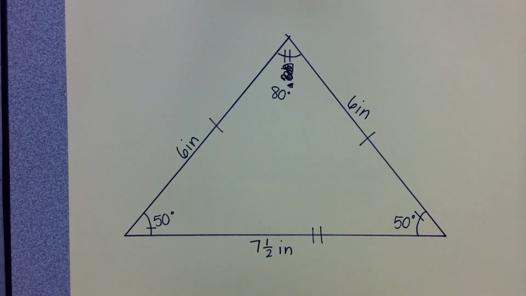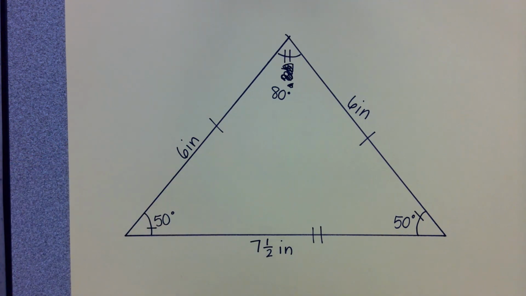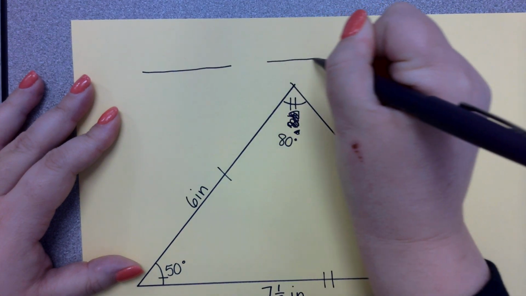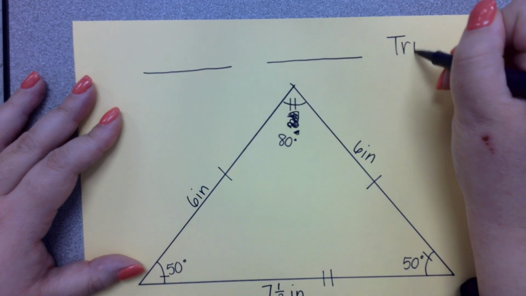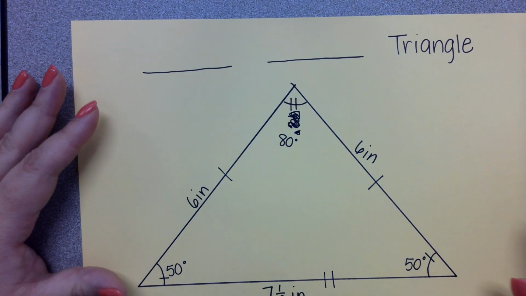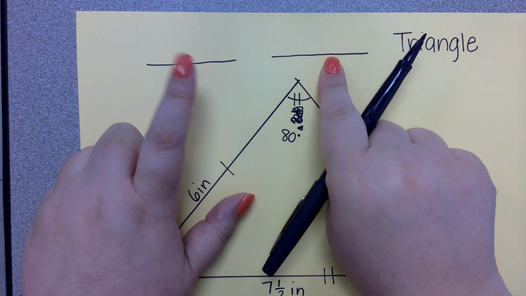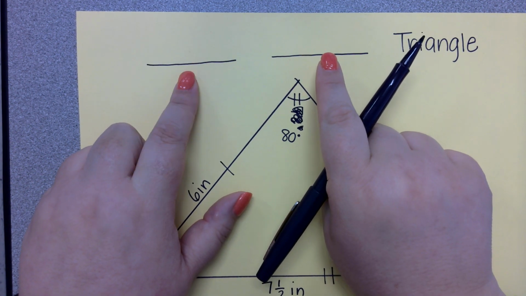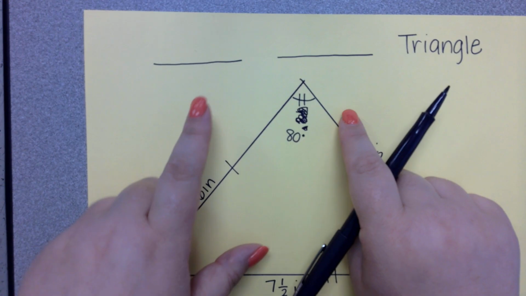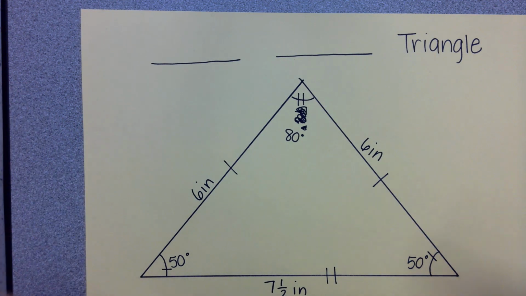Now all triangles have 3 names. Like you have a first, middle, and last name. Triangles have that too. They have a first, they have a middle, and their last name is triangle. And so because we can classify triangles by their sides and their angles, our first and middle name are either their angle or their sides. And it doesn't matter which order you put them in. I usually start with the sides and then the angles, but you can flip-flop them.